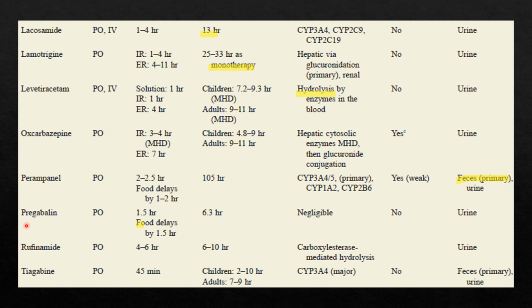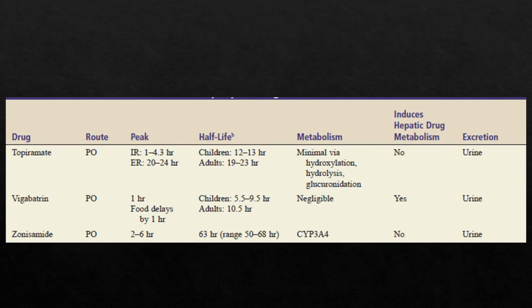Then for the pregabalin, the peak is 1.5 hours and food delays it by 1.5 hours. We also have rufinamide. The metabolism is by carboxylesterase-mediated hydrolysis. We have your tiagabine with major metabolism by CYP3A4. Then we have topiramate with a half-life of 12 to 13 hours for children and in adults 19 to 23 hours. The metabolism is minimal via hydroxylation, hydrolysis, and glucuronidation.